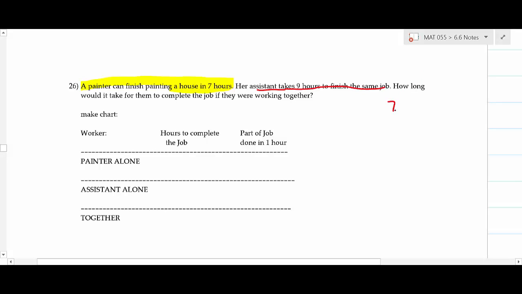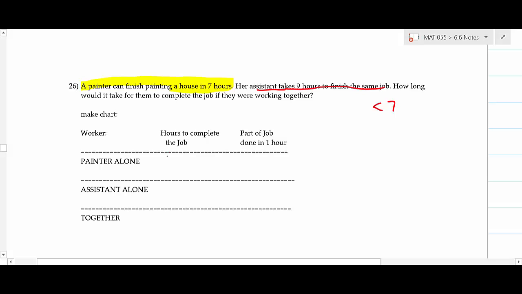And let me ask you a simple question. If they work together, would the amount of time be less than 7 hours or more than 7 hours? What would you expect? Less. I hope less, because that assistant's going to be getting in the way, right, or doing something to slow that guy down, right? So the answer to this problem, without a doubt, is less than 7, okay?